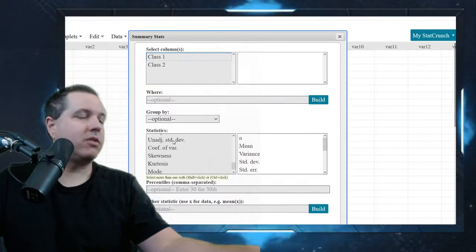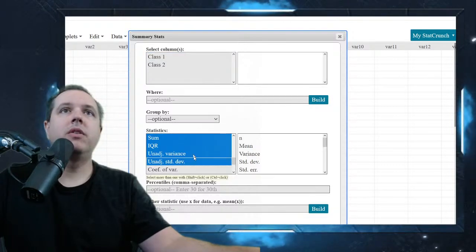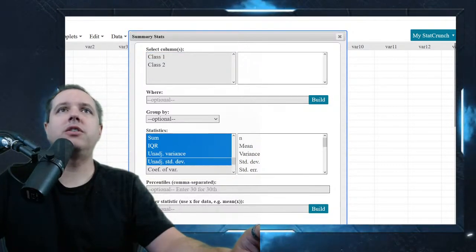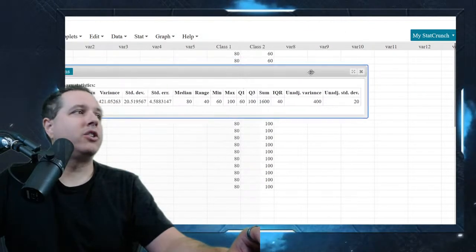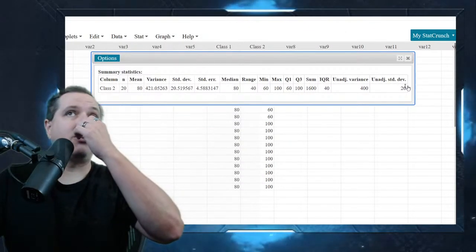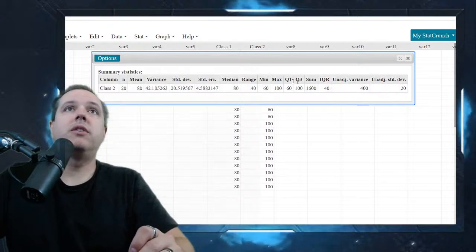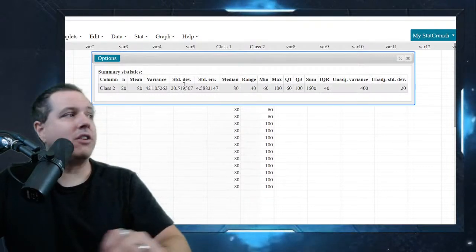I thought I grabbed this one. There we go. Unadjusted standard deviation, class 2, compute. There we go. Unadjusted standard deviation showing up at 20. Okay, notice that's different than our standard deviation.